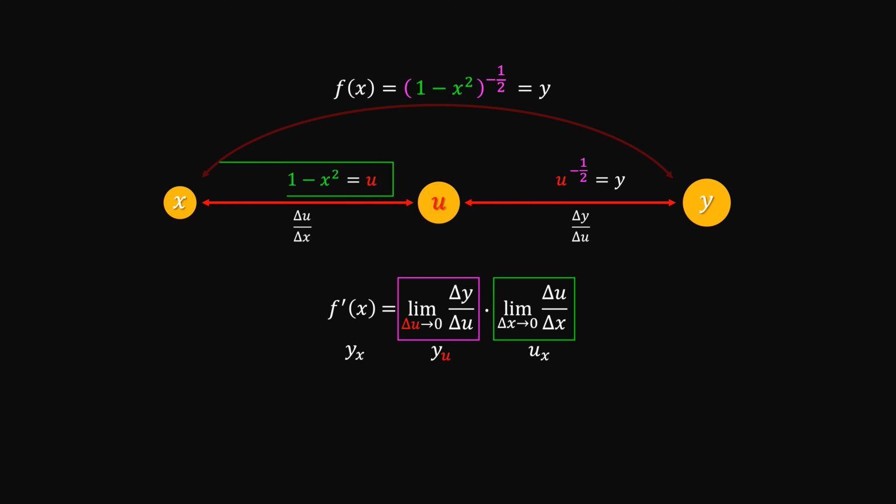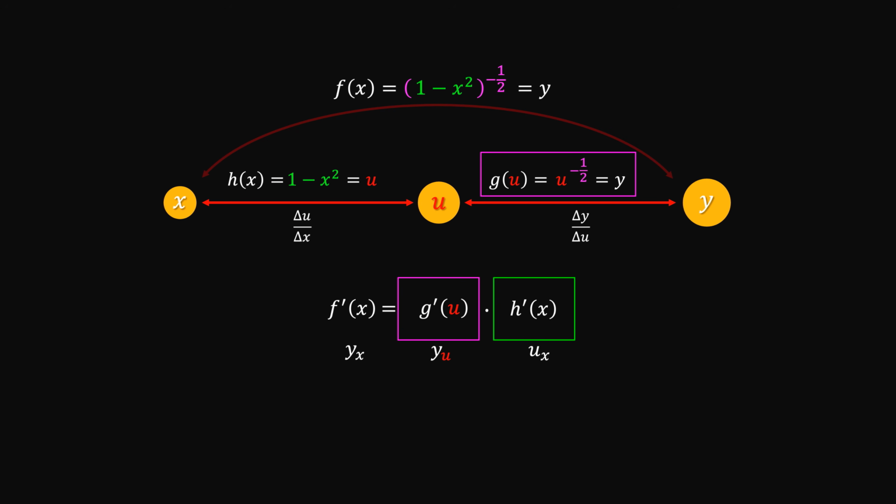Now if we give the first operation a name, function h, how fast u changes with x can be understood in terms of how they're related through function h. So this is the derivative h prime. We call the second operation function g. So how fast y changes with u can be understood in terms of how they're related through function g. So this is the derivative g prime.